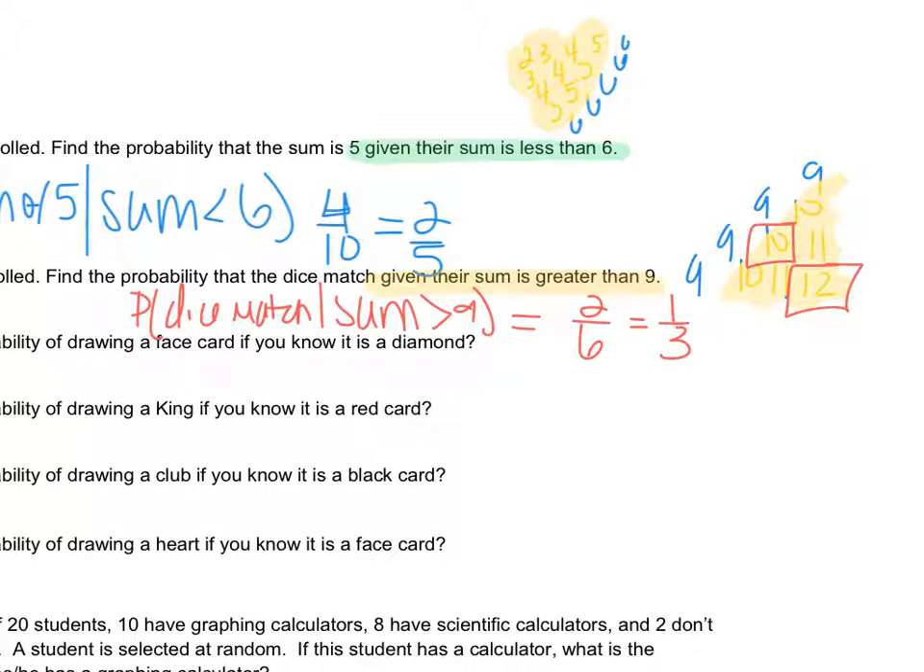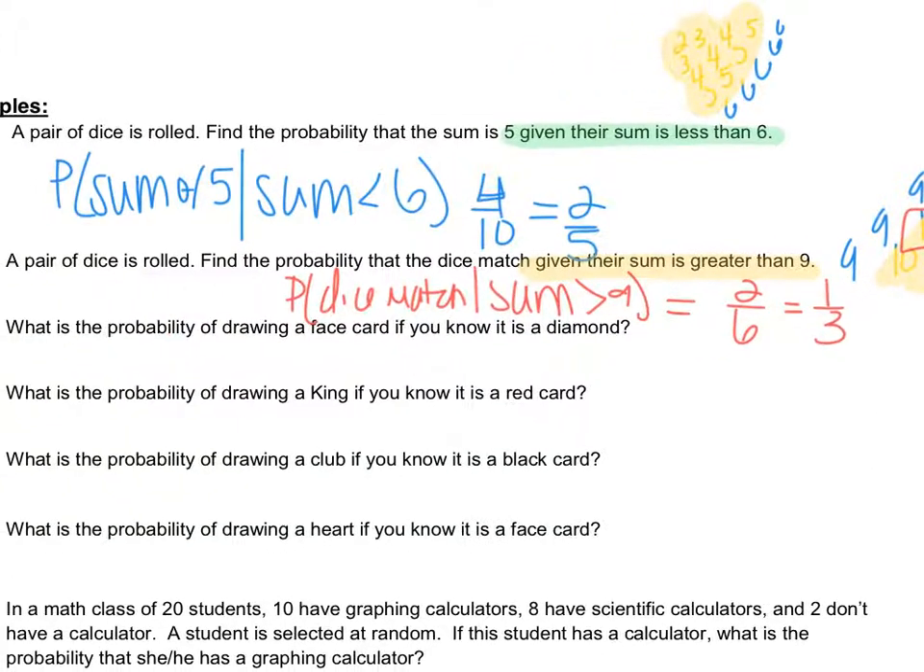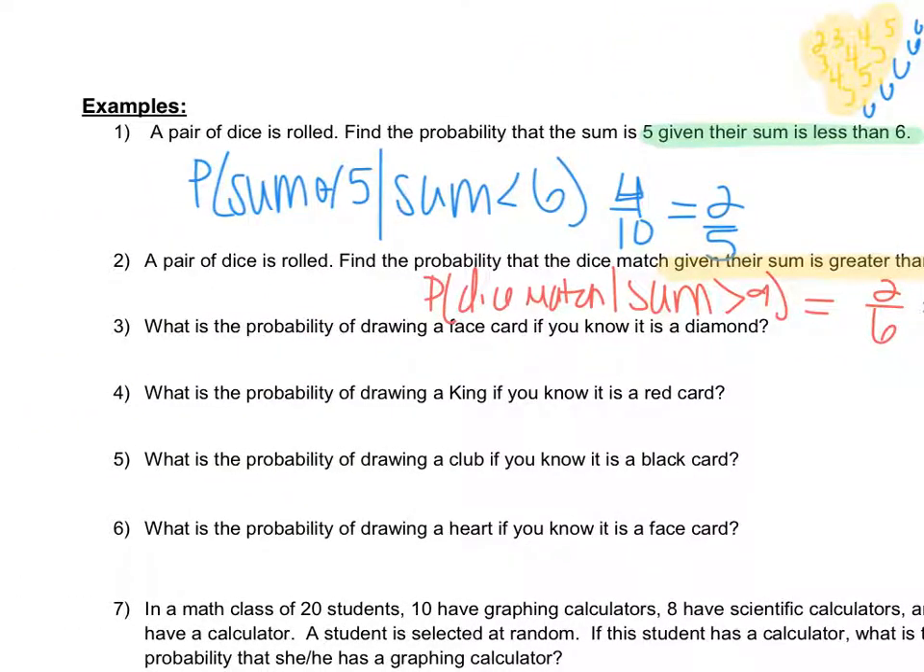All right, so next example, here are these card problems. It says, what is the probability of drawing a face card if you already know that it is a diamond card? So it takes that list of 52 cards and cuts it down to 13 cards because there are only 13 cards in a suit. So probability of drawing a face card given that the card is a diamond.